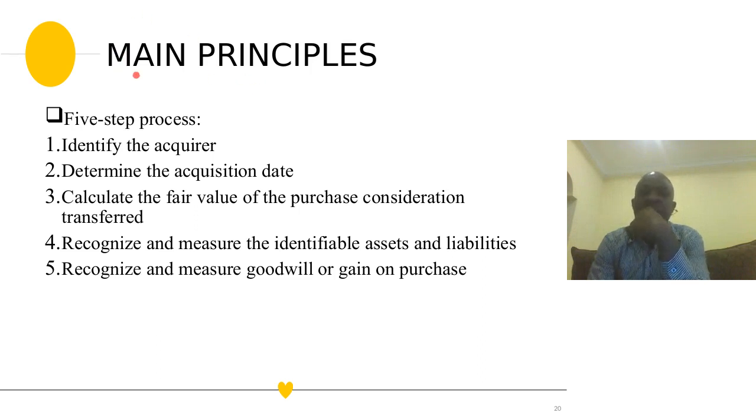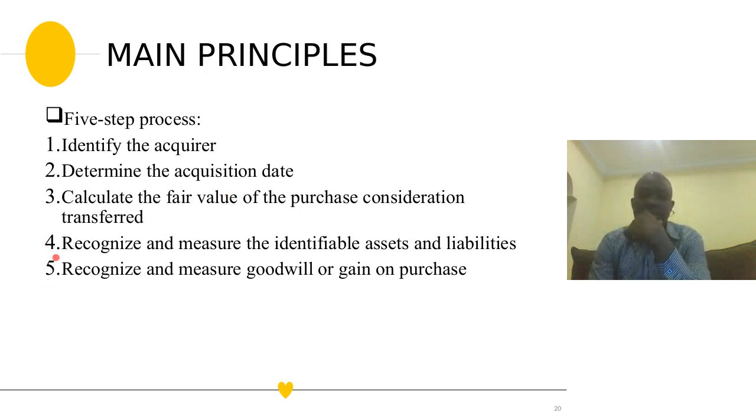Now, we usually have the main principles when dealing with business combinations. These principles are simply the steps that we can follow. The first step is to identify the acquirer, the person who is buying the assets or the shares. Number two, you also have to determine the acquisition date. Number three, you have to calculate the fair value of the purchase consideration.